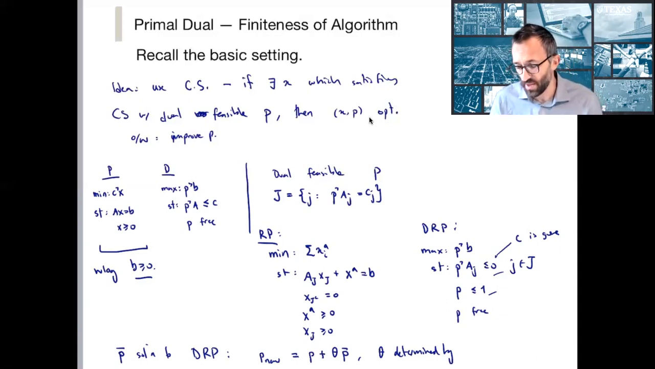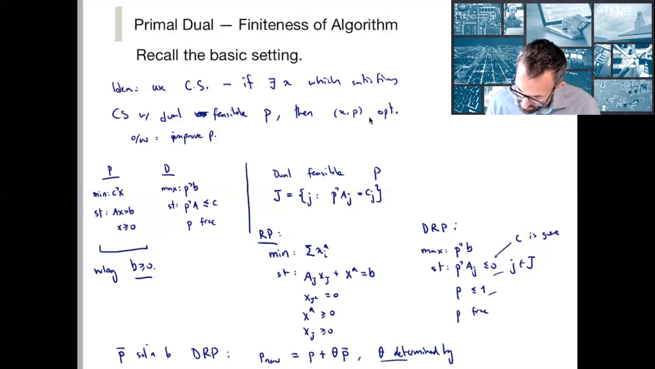And also we saw that if the restricted primal has a strictly positive value, which it will unless we found a dual, unless we satisfy complementary slackness, in which case we stop, then by strong duality, the dual restricted primal, DRP, is going to have a strictly positive value. And therefore, P new is going to be strictly better. In other words, P new transpose B is going to be strictly greater than P transpose B.